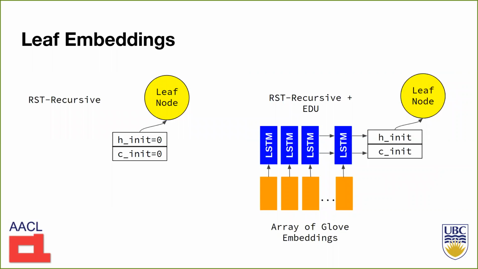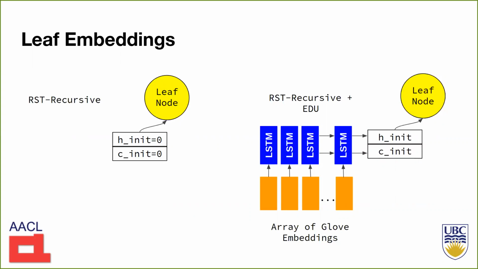At the leaf nodes of the tree, there are of course no subtrees to process, but rather the EDU text itself. To this end, we propose two approaches. First, we can initialize the leaf states with simply zero vectors, as seen on the left. We will refer to our model that utilizes this approach as simply RST-Recursive. Second, we can learn textual EDU embeddings using a separate LSTM that encodes the text in a feed-forward manner to produce hidden and cell state embeddings for the leaf nodes.